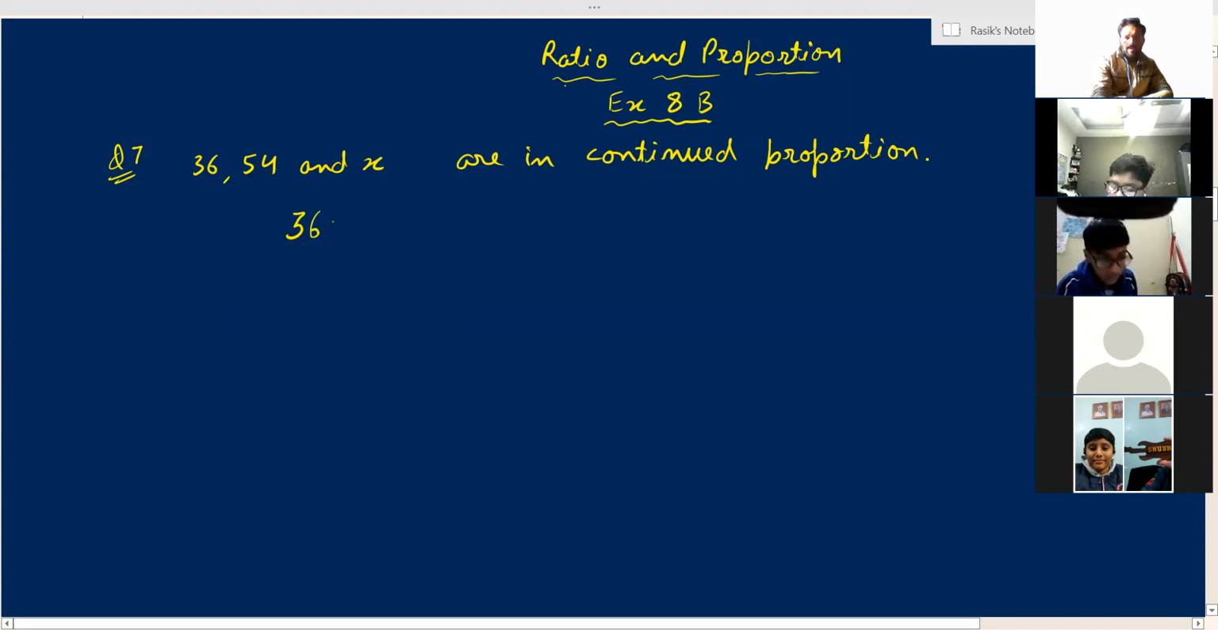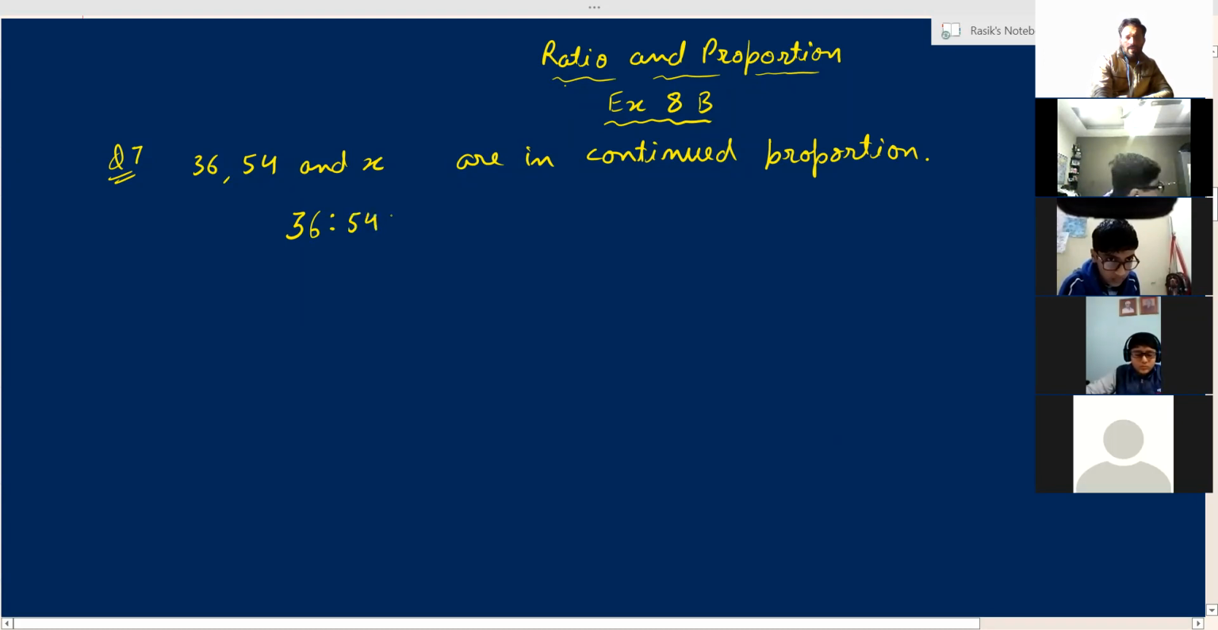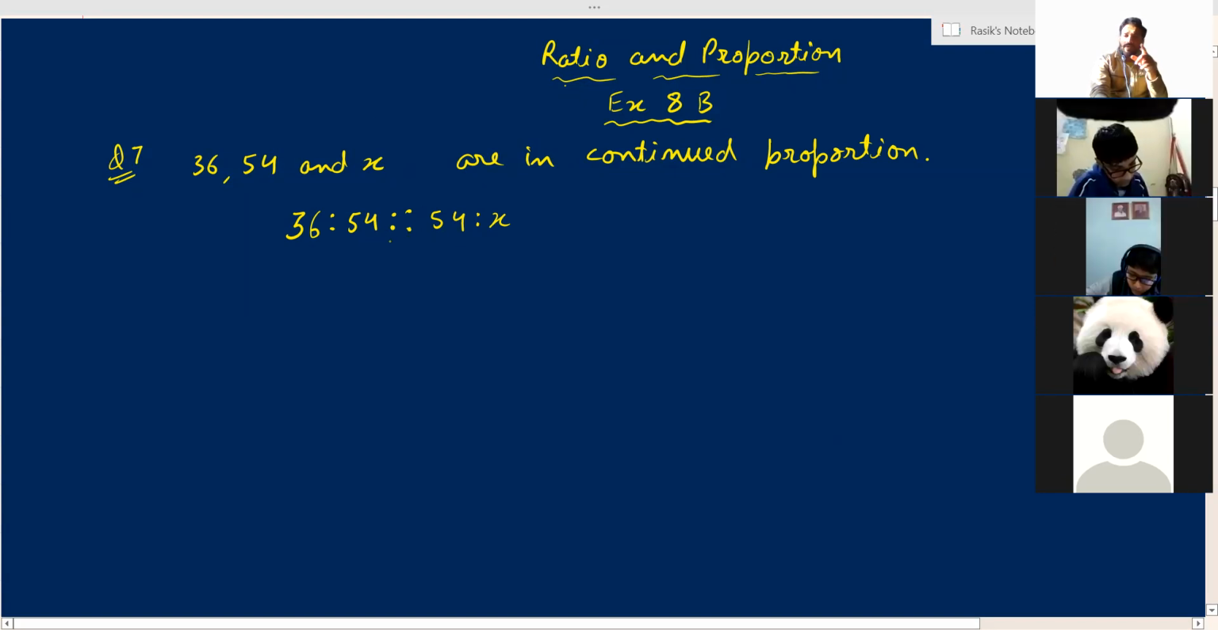All of you look at this. 36 is to 54 as 54 is to x. In this type of case, we will write the middle number two times. Got it, all of you? 54 will be written two times. 36 ratio 54 proportional to 54 ratio x. All of you understood or not? So in this case, we say that the numbers are in continued proportion.